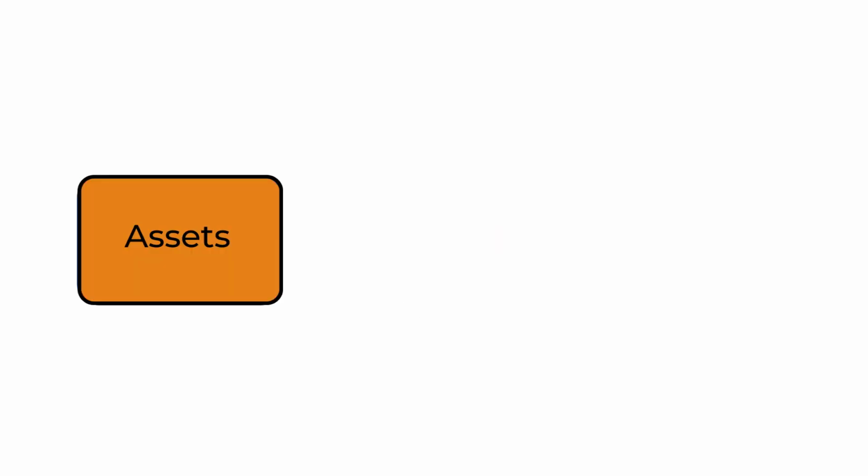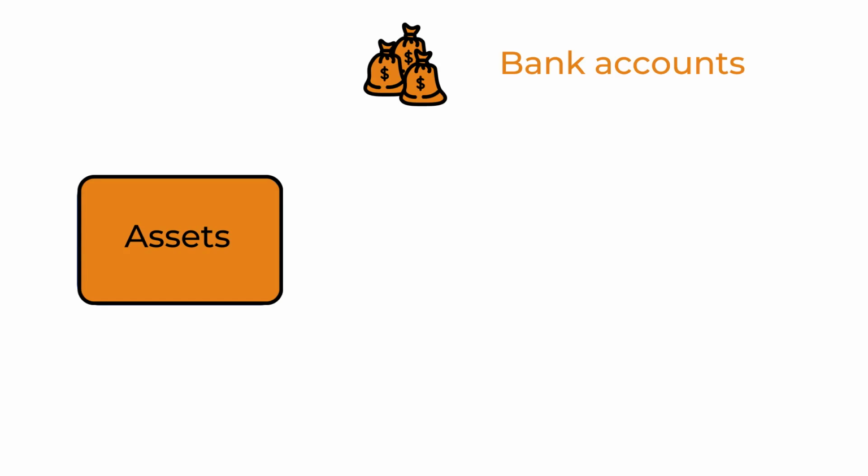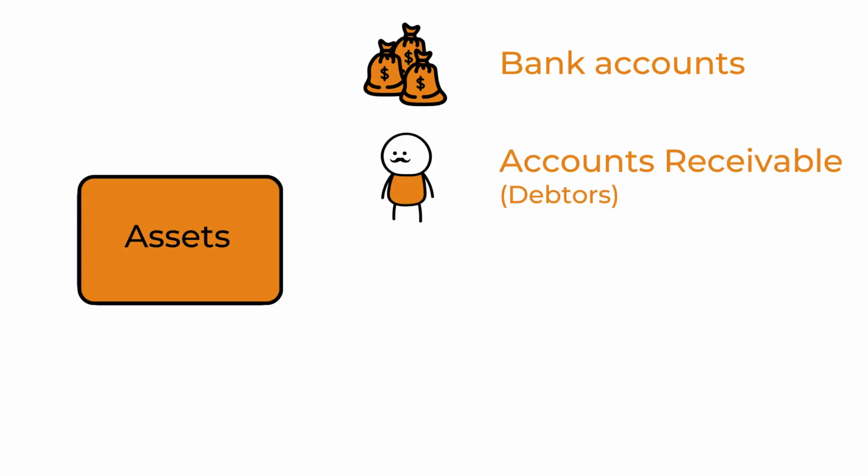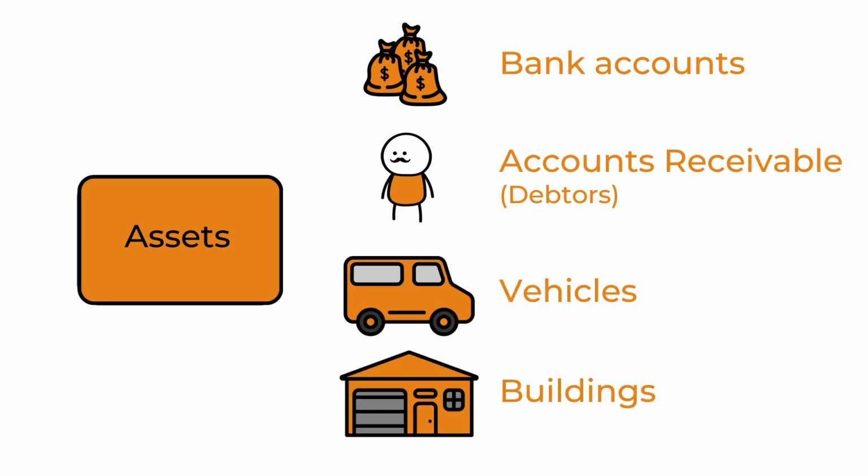Let's have a look at some asset accounts. We'll have things like a bank account, a debt from someone who owes us money, like a client who's purchased our boxes but hasn't paid us yet. We might have a vehicle and buildings. Again, they're all different things and therefore different general ledger accounts, but they're all owned or controlled by the business.